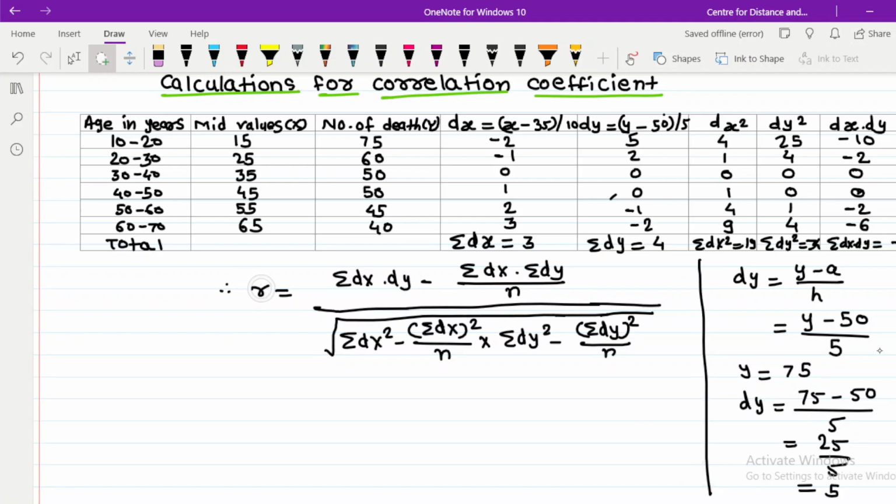Here we have to find the correlation coefficient, that is r, and here I write the formula for r. r is equal to summation dx dy minus summation dx into summation dy, whole divided by n, divided by under root summation dx square minus summation dx bracket square divided by n, into summation dy square minus summation dy bracket square divided by n. Here we write the respective values: summation dx dy is equal to minus 20.